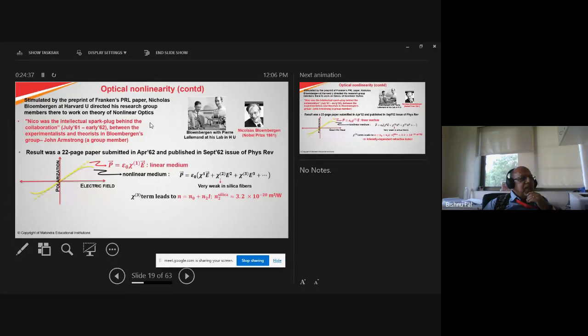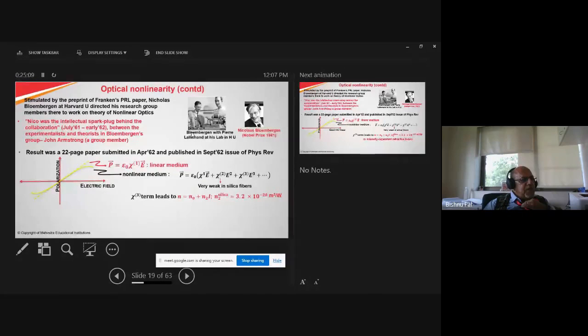Now, in glass, the Chi2 term is very weak, so it cannot give you any nonlinearity easily. Whereas the Chi3 term leads to a refractive index variation. You can show it by substituting in the above equation that it essentially represents a refractive index which is dependent on the intensity of the propagating light. N2 is the nonlinear contribution to the refractive index of silica, and that is a very small number, 3.2 times 10 to the power minus 20 meter square per watt.